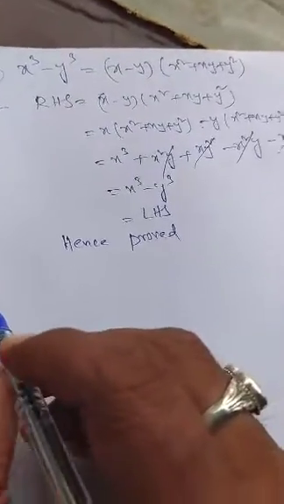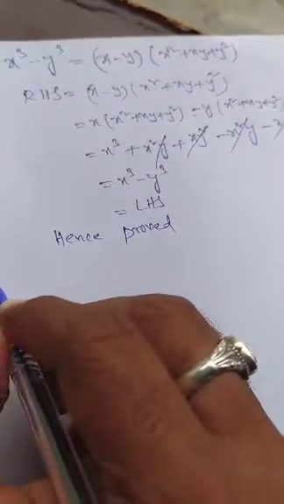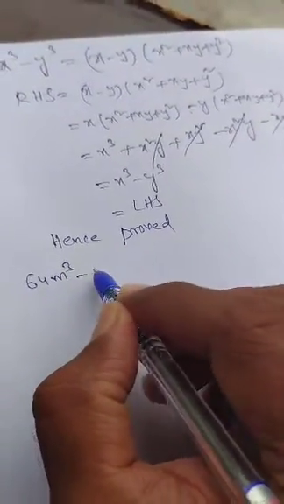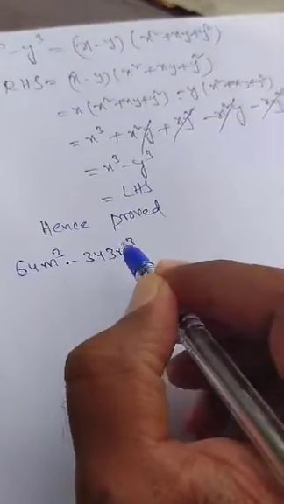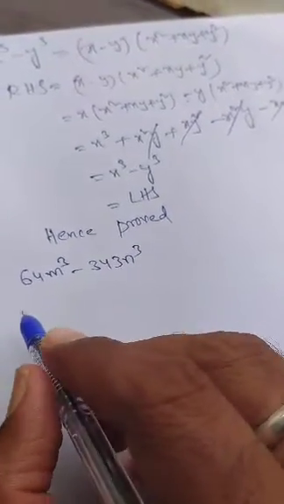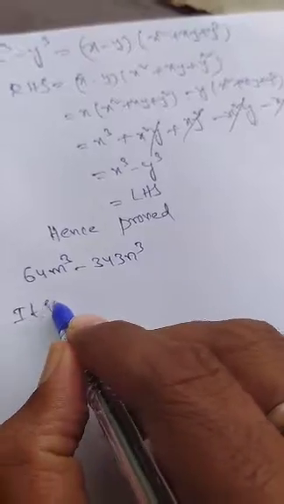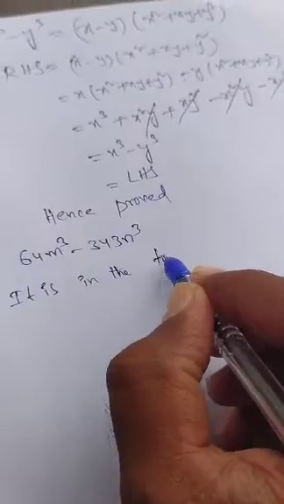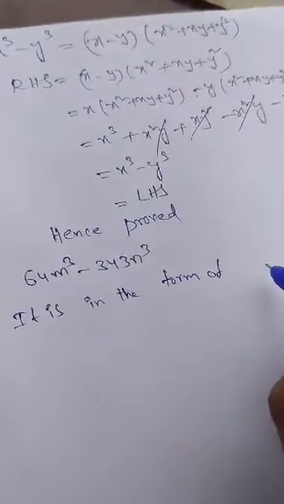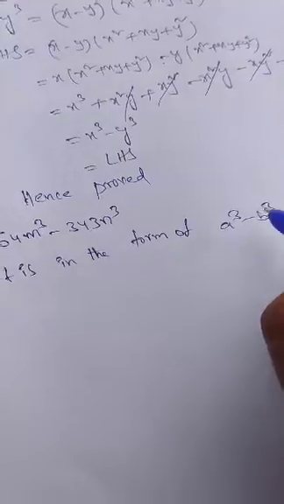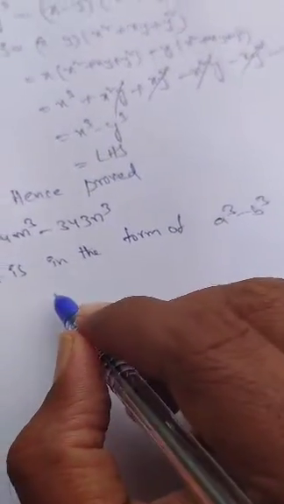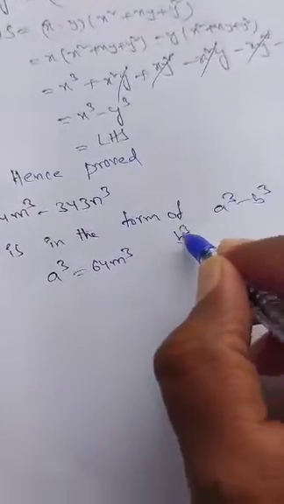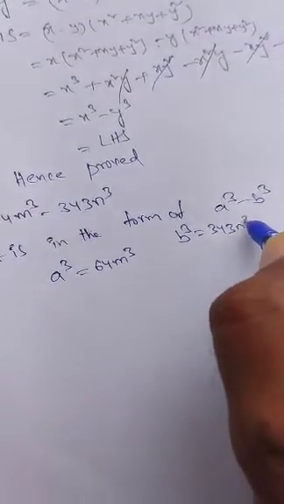Okay. Next question, students. 10th bit, second question, we are taking 64m cube minus 343n cube. By seeing the question, we can directly write it is in the form of a cube minus b cube, where a cube is nothing but 64m cube, b cube value is 343n cube.